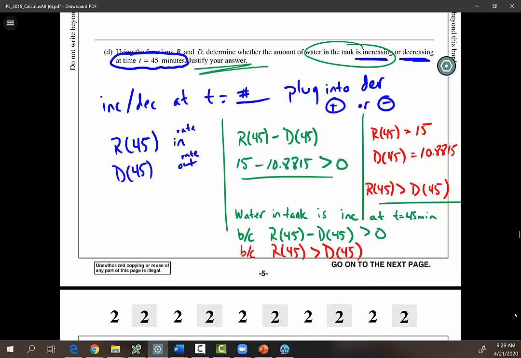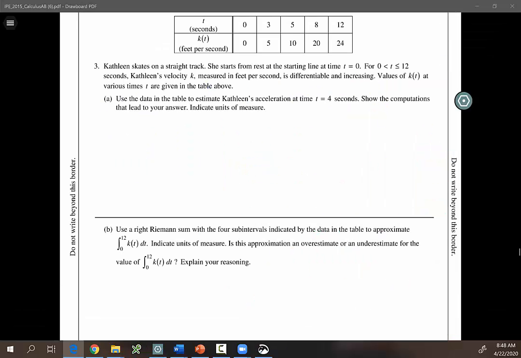I know we took a long time on this question, but I just think it's such an important concept and we haven't talked about those in a while.